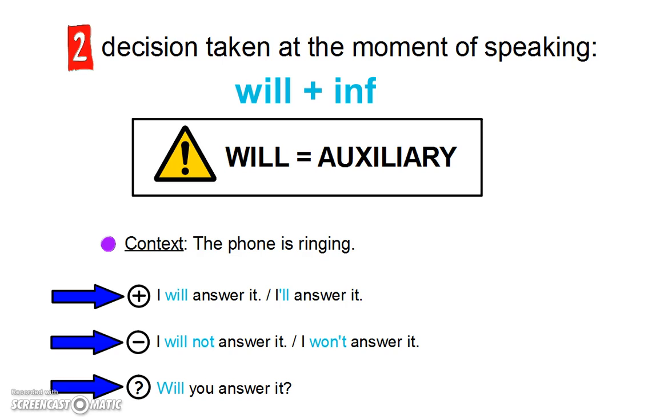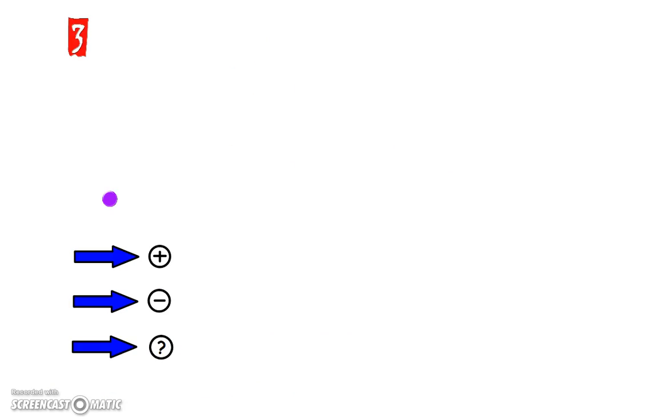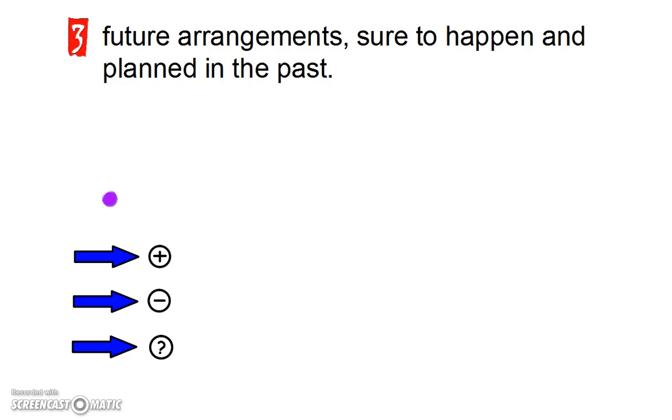Now the third situation when we talk about intentions are arrangements. So something that you arranged to do in the future. So it is sure to happen. It is sure, sorry, to happen because it was planned in the past, and it was planned with another person. So let's take a look at the example.